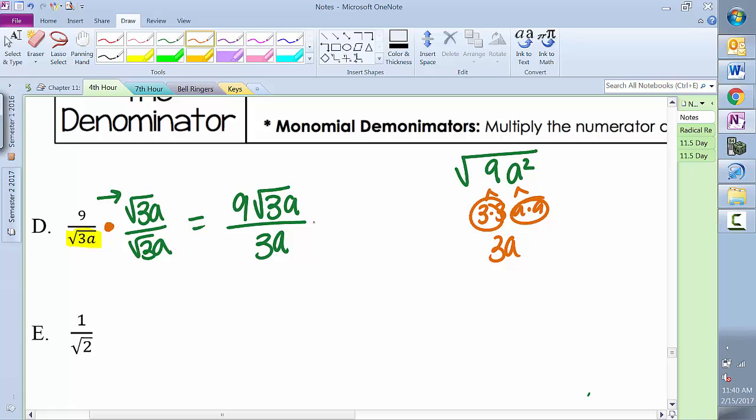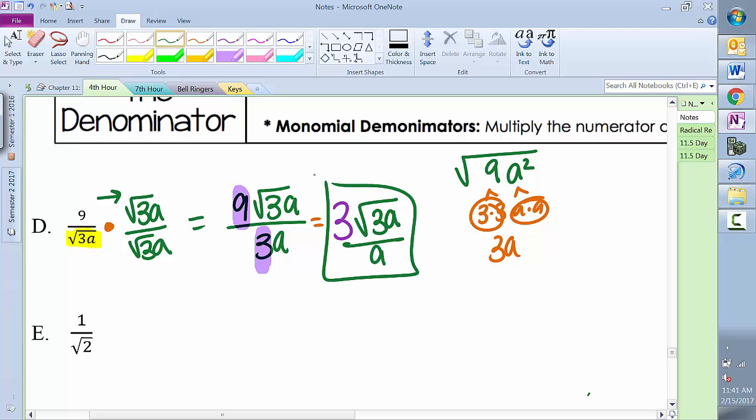We have one last and final step here. What is 9 divided by 3? 3. So I have 3 radical 3a all over a. There are no radicals in the bottom, so we did our job. If there's a radical still left, then it doesn't work out.